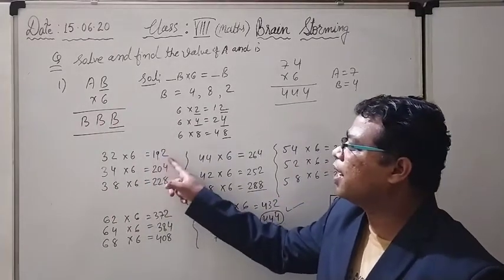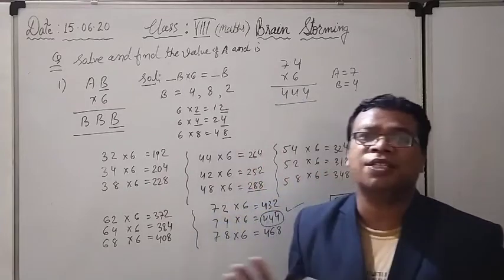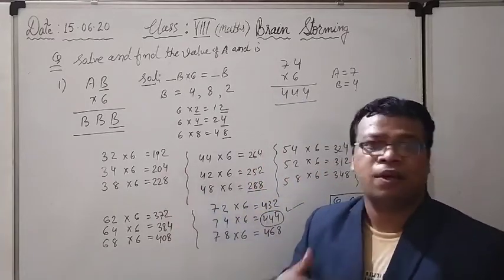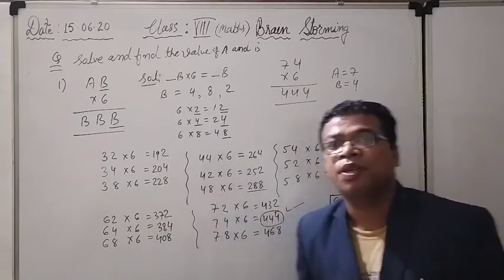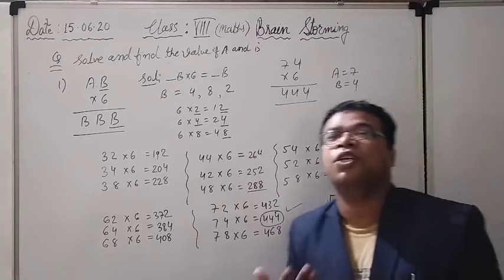And what is the result? 192. Are all the digits the same? No. 204, again it is a wrong number because all the digits are not the same. 228, not the same.